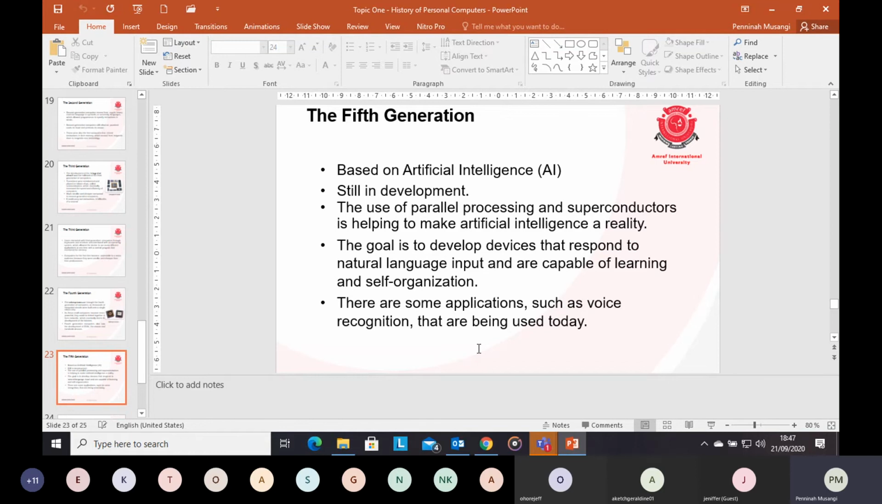And in the fifth generation is where we have applications such as voice recognition. I believe you know that even Safaricom today is using Sauti Yako. That is an application of voice recognition, and that is in the fifth generation. So you find that in the fifth generation, computers are trying to think and act like human beings. That's the reason we have said they are based on artificial intelligence. And that is the generation of computers which is still ongoing.